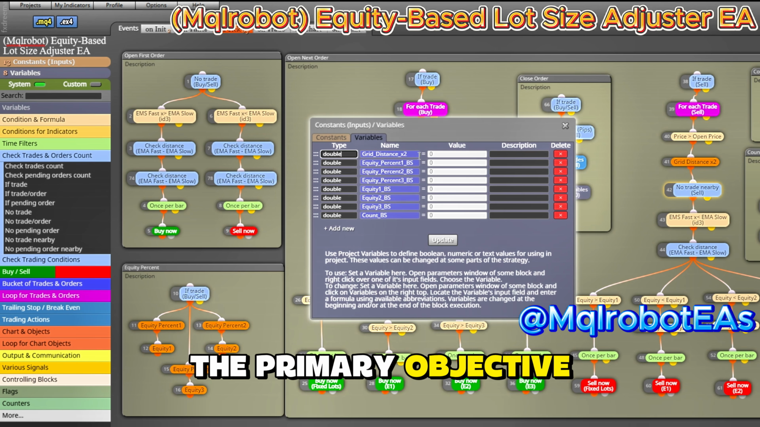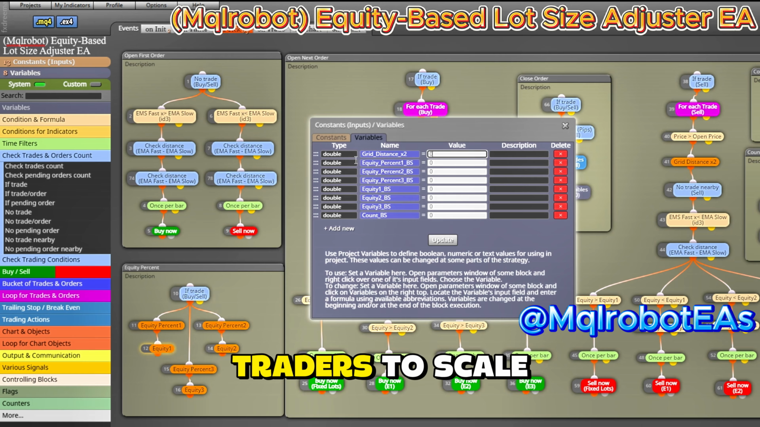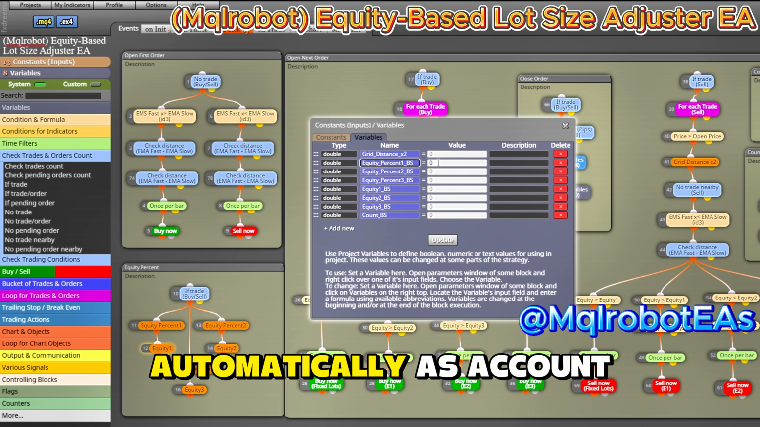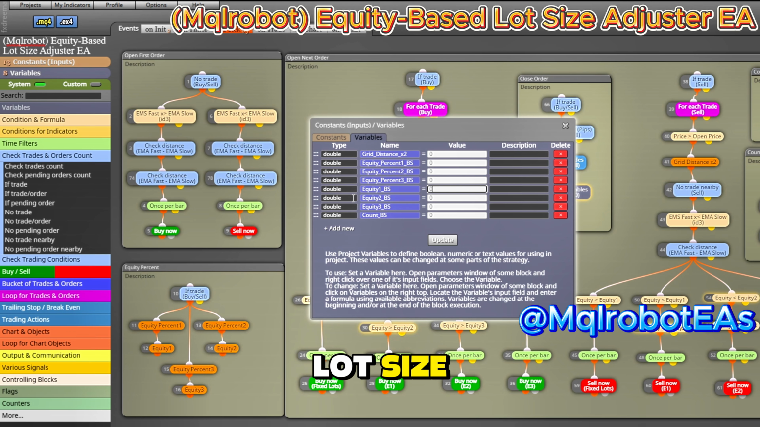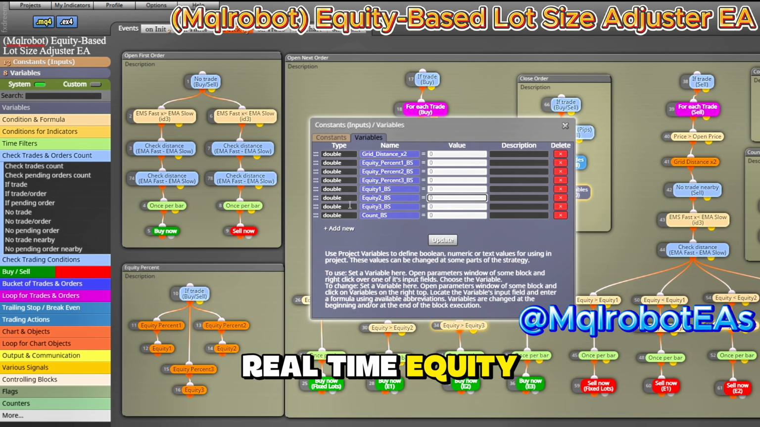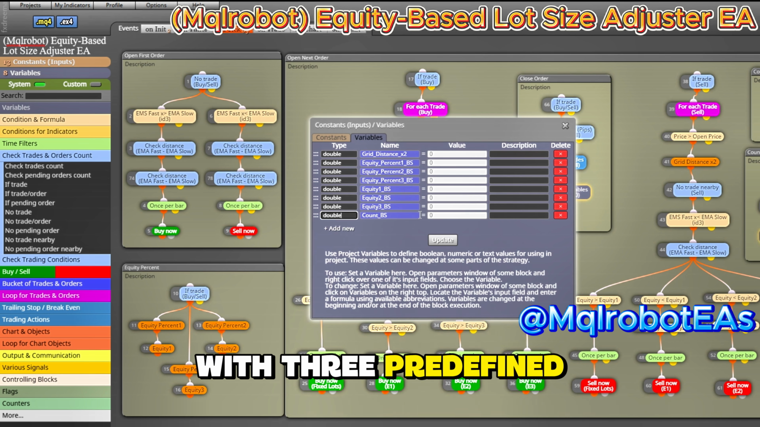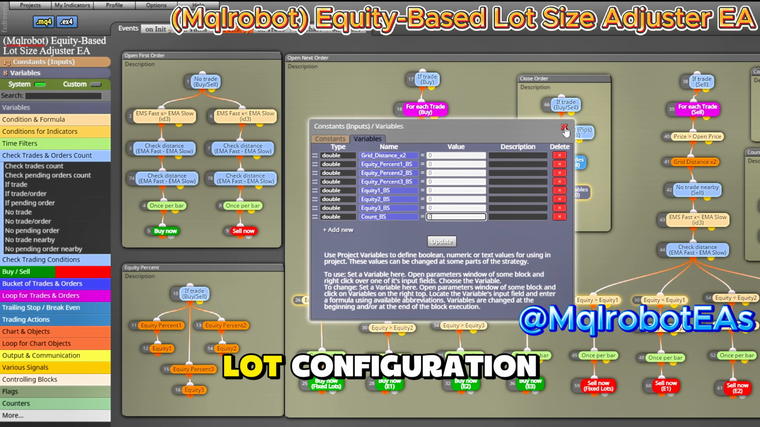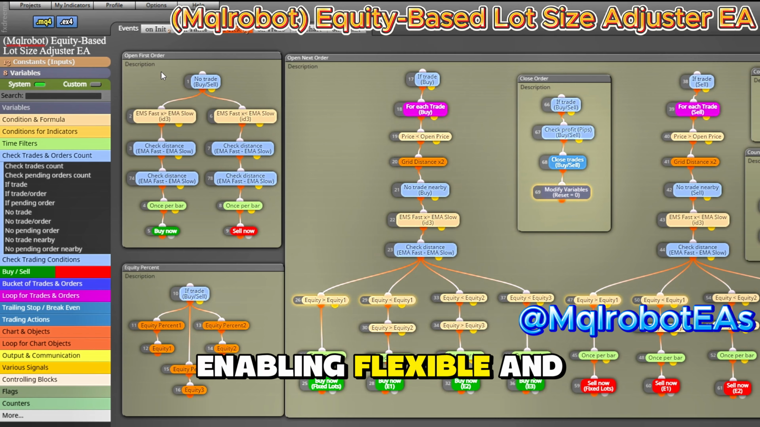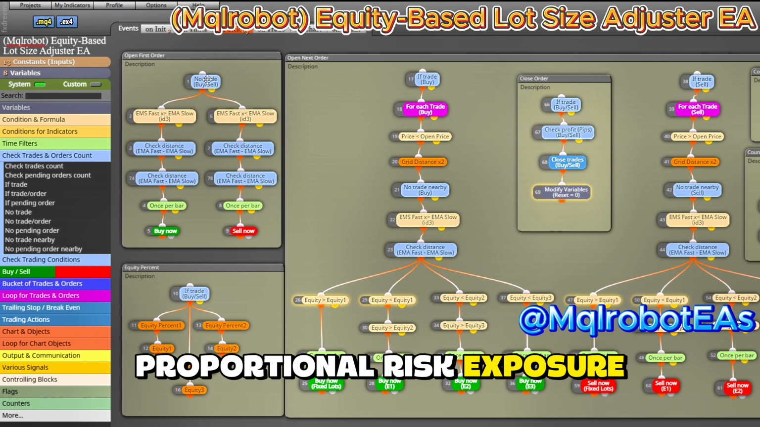The primary objective of this EA is to allow traders to scale their position sizes automatically as account equity grows or decreases. Instead of trading with a fixed lot size, the EA compares real-time equity conditions with three predefined equity tiers. Each tier corresponds to a different lot configuration, enabling flexible and proportional risk exposure.